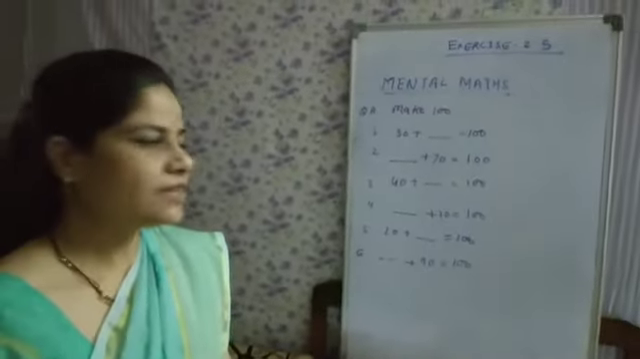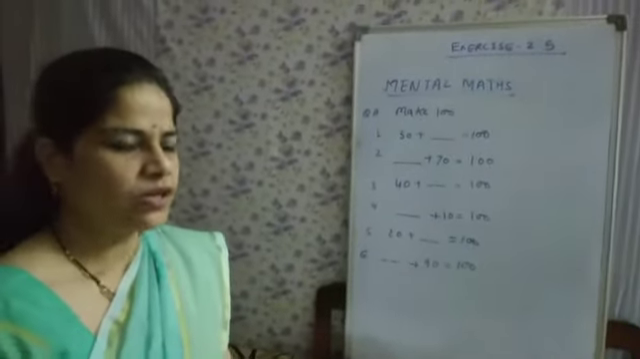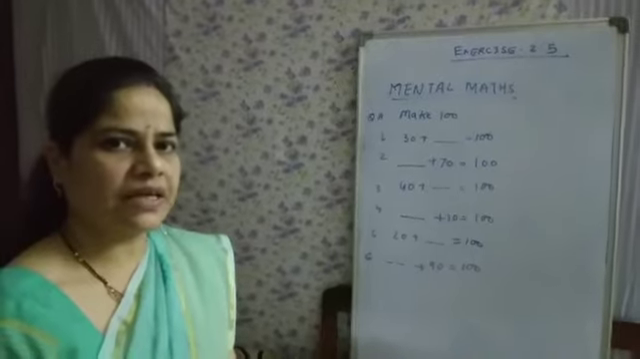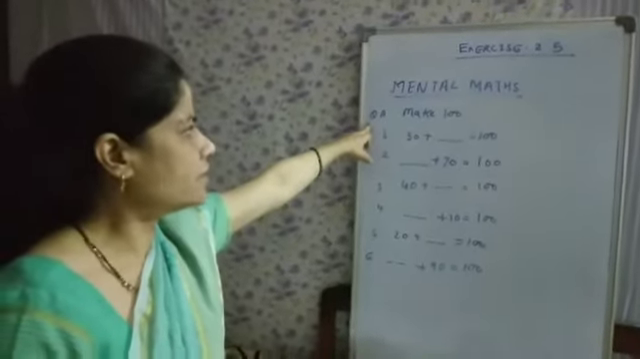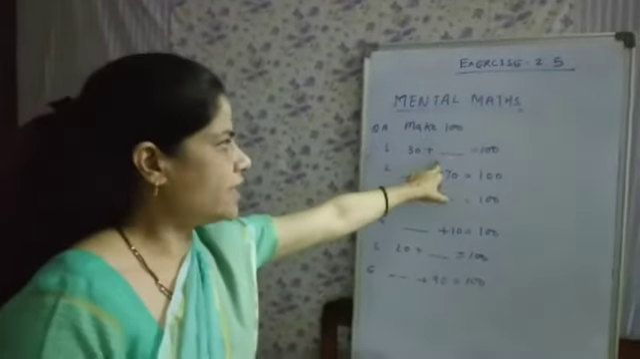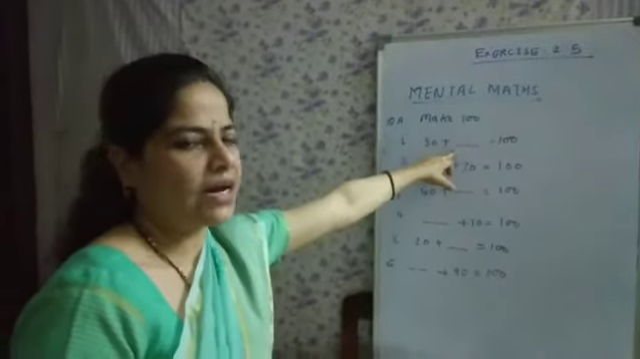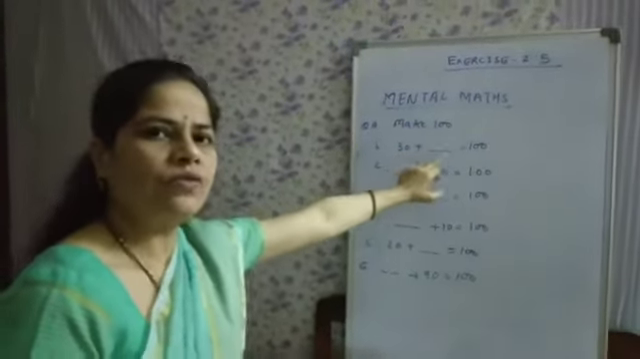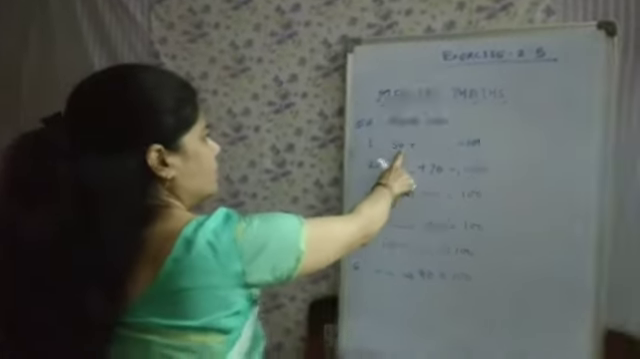Dear students, there is an activity in your book Mental Maths before exercise 2.5. So I am doing this activity now. Question number 1 of this activity is make 100. So first one is 30 plus blank equals 100. Which number do you have to write in the blank? When you add that number to 30, you will get 100. So what you have to do? Here in 30 there is only one 0.